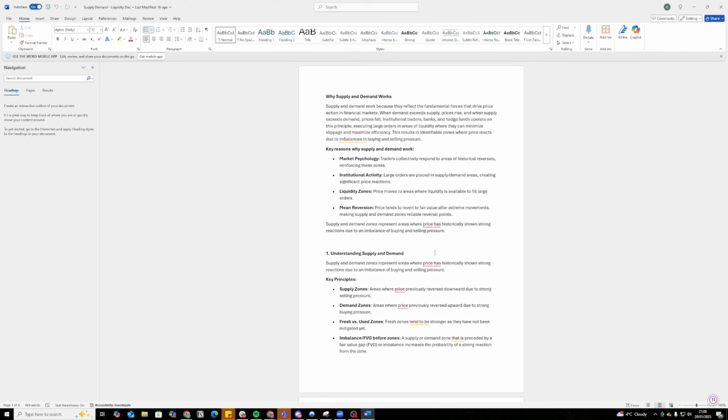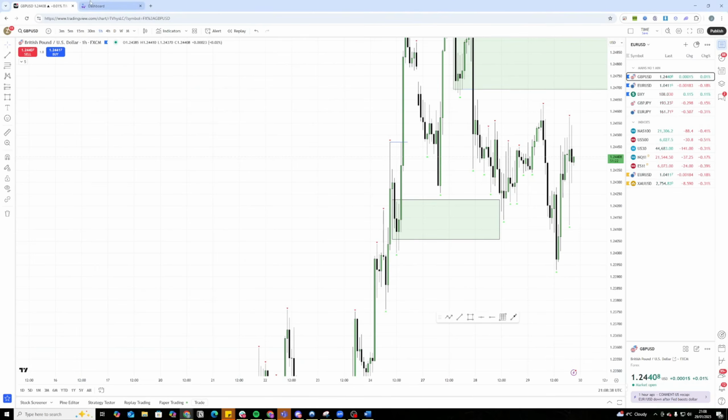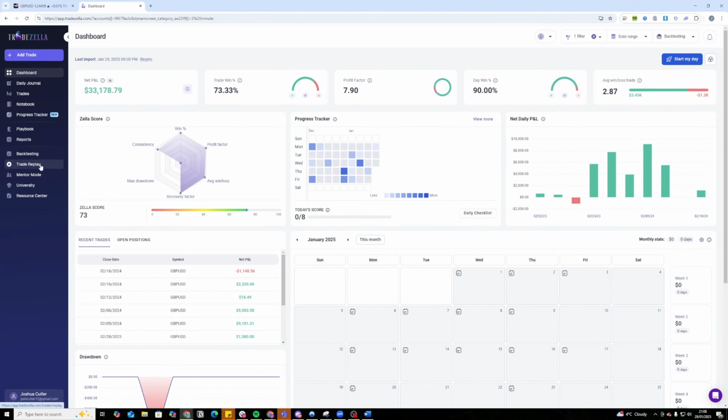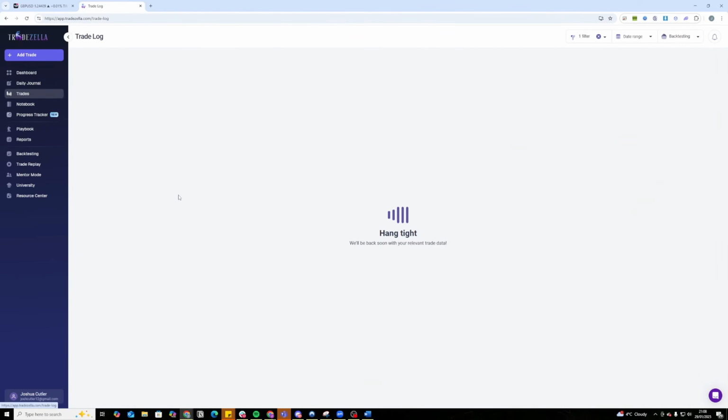So what makes a zone high probability? What makes a supply zone? Whether you trade ICT, fair value gaps, order blocks, anything, what makes a trade a high quality setup is that liquidity or that inducement before, right? That little sweep before. So as I said, if we just go back into one of these trades, where's our trades? Go back into the trades.